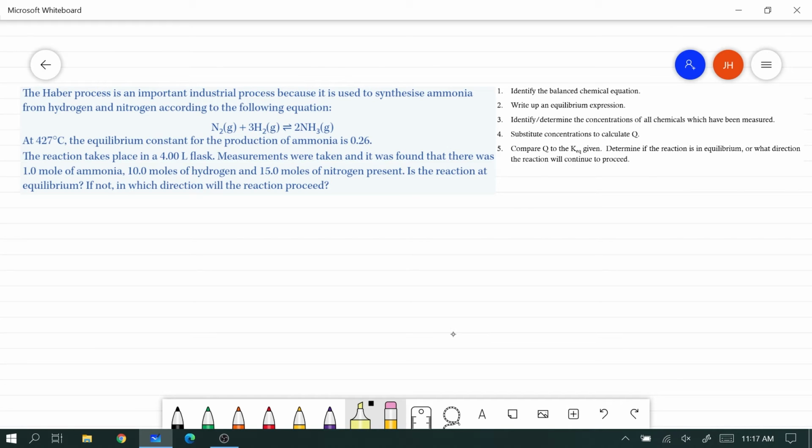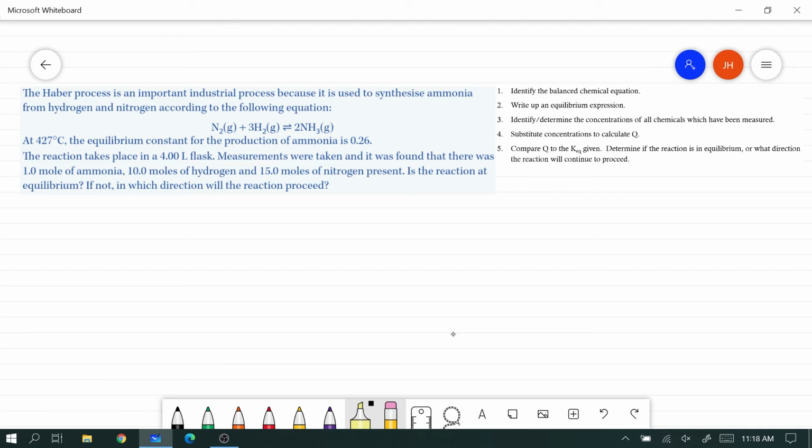And we're being told that the reaction takes place in a 4-litre flask and that during this process, measurements were taken and it was found that there was 1 mole of ammonia, 10 moles of hydrogen and 15 moles of nitrogen present. And in this question, we're being asked whether or not the reaction is in equilibrium, and if it isn't, which direction will the reaction proceed?